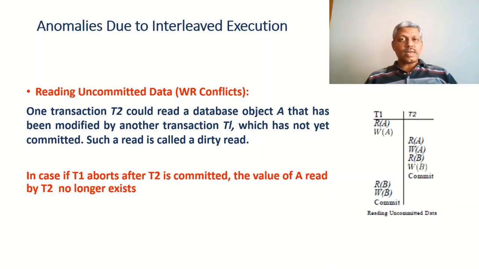So this leaves the database in an inconsistent state. Such a read by T2 on database object A written by T1 is called a dirty read. It is going to create a problem in future. If T1 successfully commits, there may be no problem, but there is no guarantee that T1 will commit. So this may cause a problem that is called a write-read conflict or reading uncommitted data or dirty read. This is one of the first anomalies that may creep in if we interleave the operations.